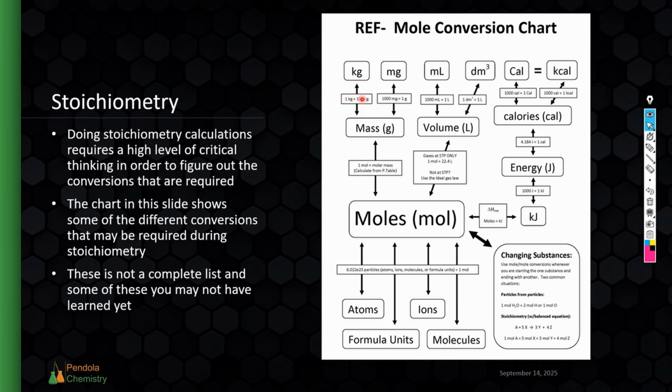1 kilogram is equal to 1,000 grams, 1 gram is equal to 1,000 milligrams. And we could go backwards as well. We could go from milligrams to grams to moles, or from kilograms to grams to moles, or vice versa, using again that conversion factor of the molar mass.